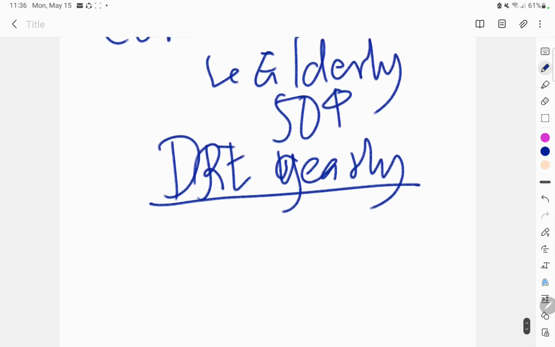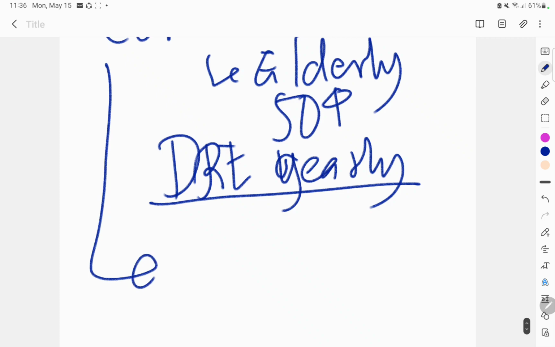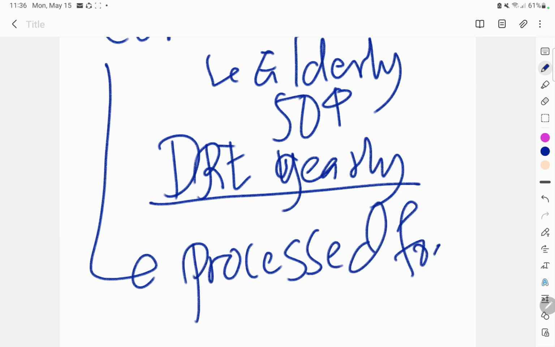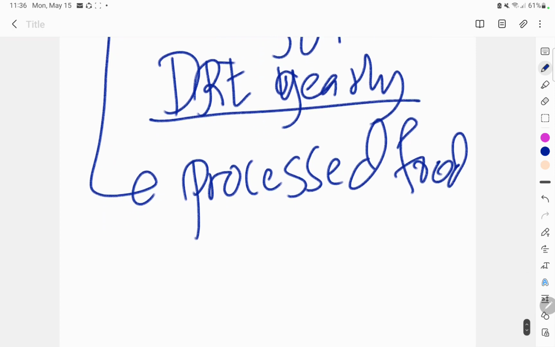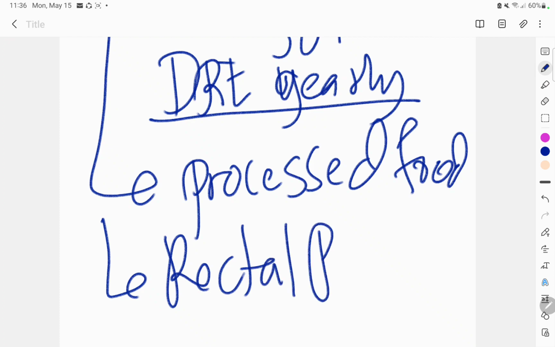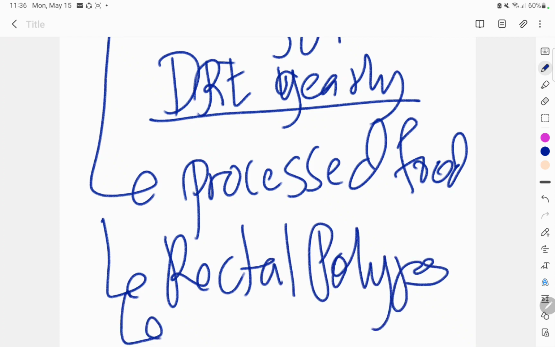At the same time, common in colorectal cancer are processed foods. What are the common initial or warning signs? There could be rectal polyps, many rectal polyps. And most especially if you are having inflammatory bowel disease or disorder.